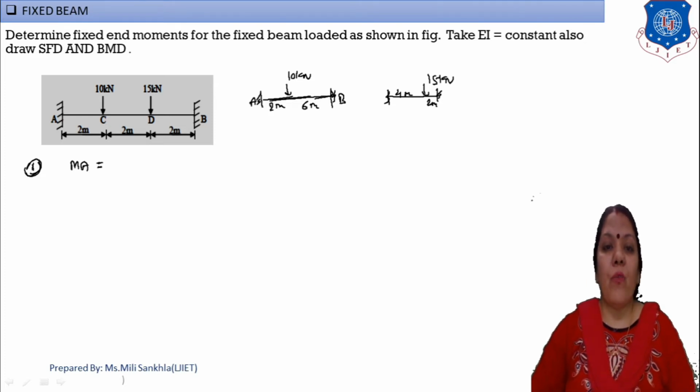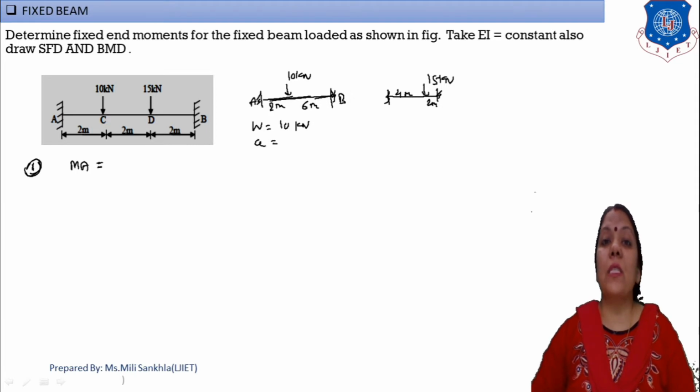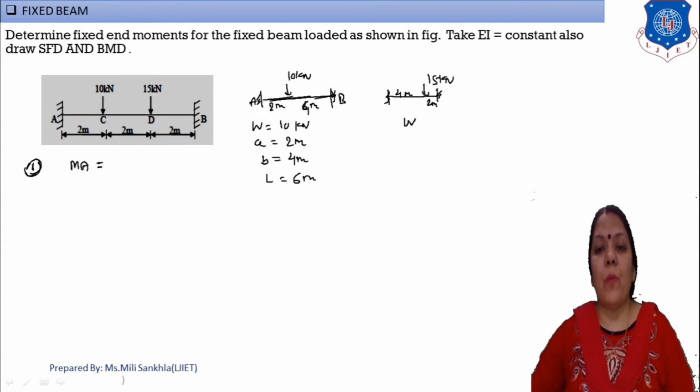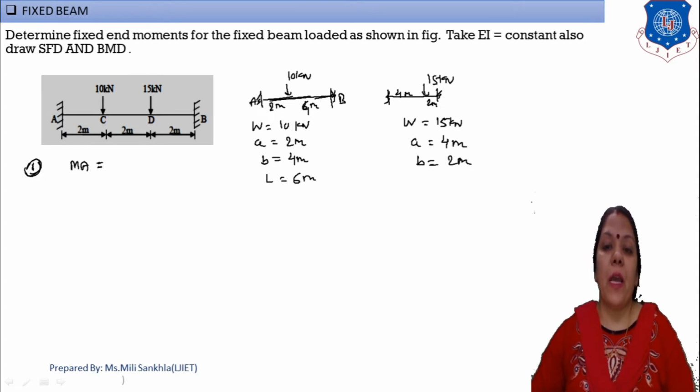Now for this case my load W is equal to 10 kilonewton, a is equal to this distance 2 meter, and b is equal to this distance, 2 plus 2, 4 meter. L is given 6 meter. For the second case, load W is equal to 15 kilonewton, a is equal to 4 meter and b is equal to 2 meter, and the total span L is equal to 6 meter.